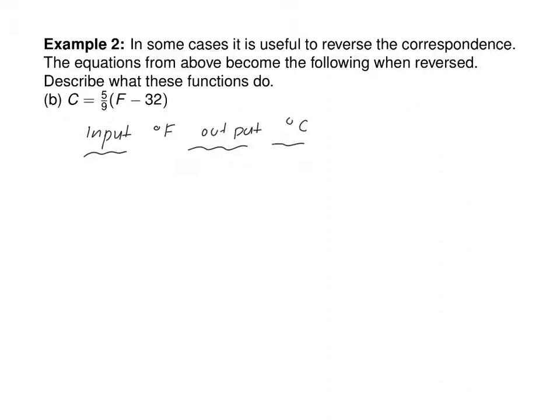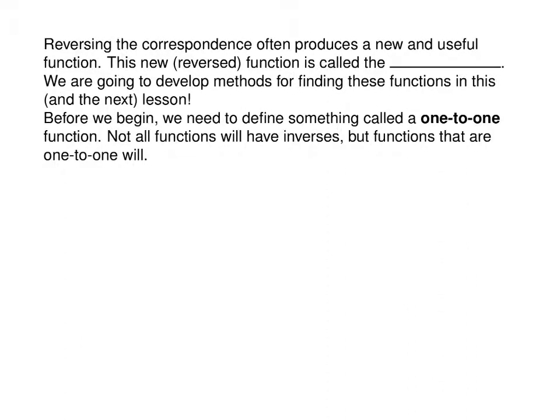But, okay. So, reversing the correspondence often produces a new and useful function. This reversed function is called the inverse. You can roughly think about it as kind of an opposite function of some sorts. And we are going to develop methods for finding these functions in this and the next lesson. Before we begin, we need to know something called a one-to-one function, because not every function has an inverse. Some functions don't have inverses.